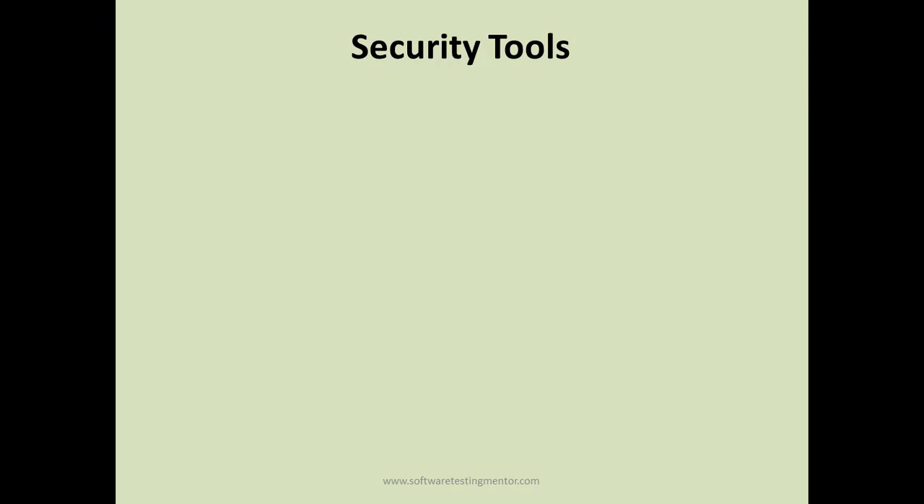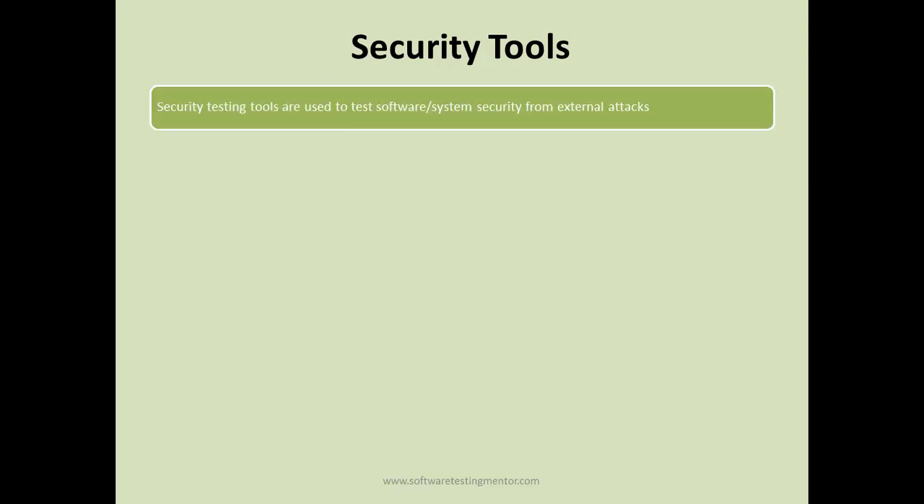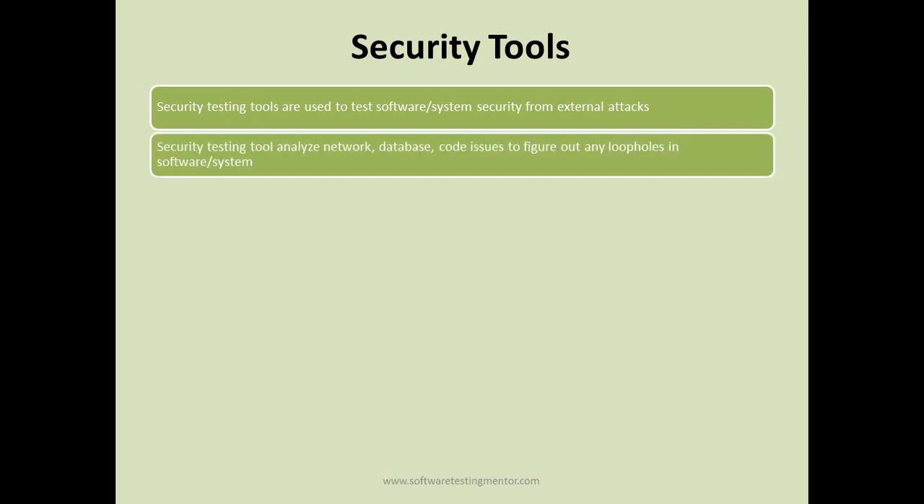Then we have another classification, security tools. Security testing tools are used to test software or system security from external attacks. So nowadays, since there are many malicious users over the internet who try to hack the systems or the software and try to steal the data from the organization, security testing is very important. So security testing tools are used to test software security from external attacks. Then a security testing tool analyzes the network, database, and any coding issues to figure out any loopholes in the software.